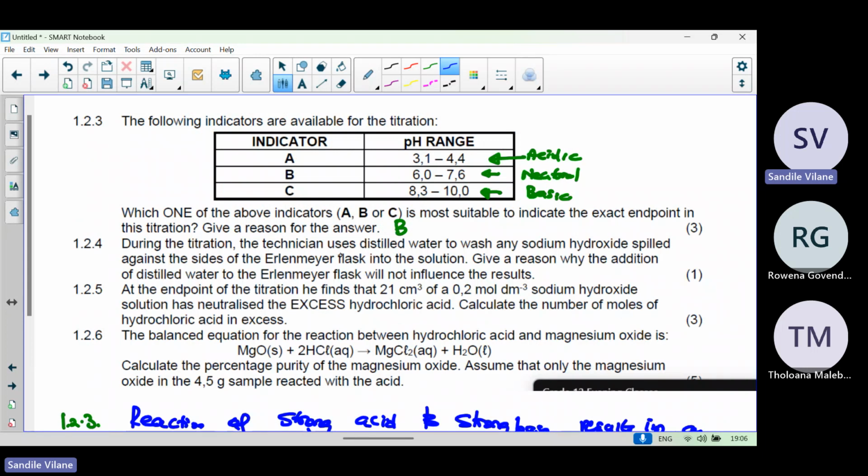During the titration, the technician uses distilled water to wash away any sodium hydroxide spilled against the side of the Erlenmeyer flask. Give a reason why the addition of distilled water to the Erlenmeyer flask will not influence the result. So the answer is because distilled water is neutral, it does not affect the pH of the mixture.